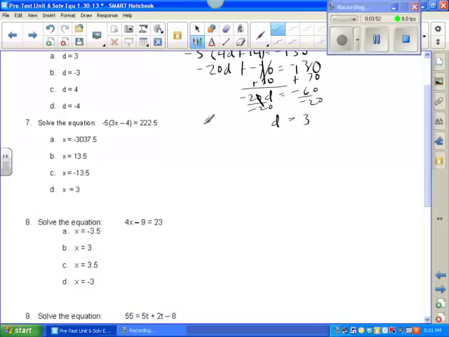Okay, number 7. I have negative 5 times 3x minus 4 in parentheses equals 222.5. Okay, so we're going to do distributive property. I'm going to do my same change opposite. Okay, negative 5 times 3x is negative 15x plus negative 5 times negative 4 is positive 20. And then the other side I have 222.5. Okay, don't have to combine like terms. I don't have variables on both sides, so I have a two-step equation.